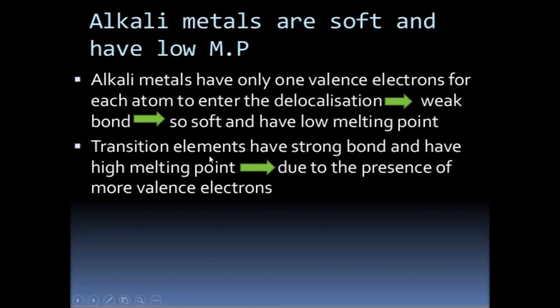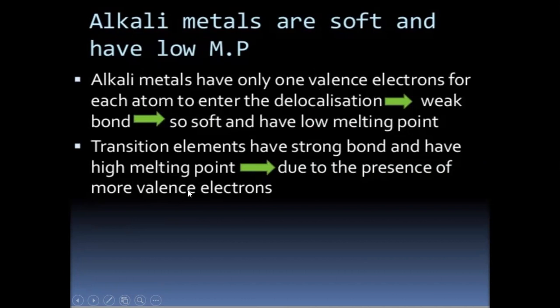Coming to the transition elements, they have strong bonds and high melting points. Transition elements have strong bonds and high melting points due to the presence of more valence electrons. Alkali metals have only one valence electron and a low melting point. These are soft.